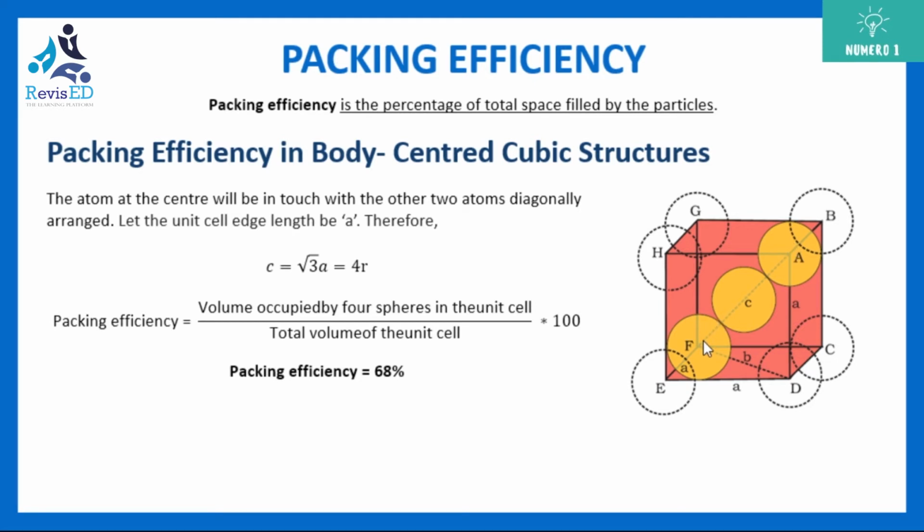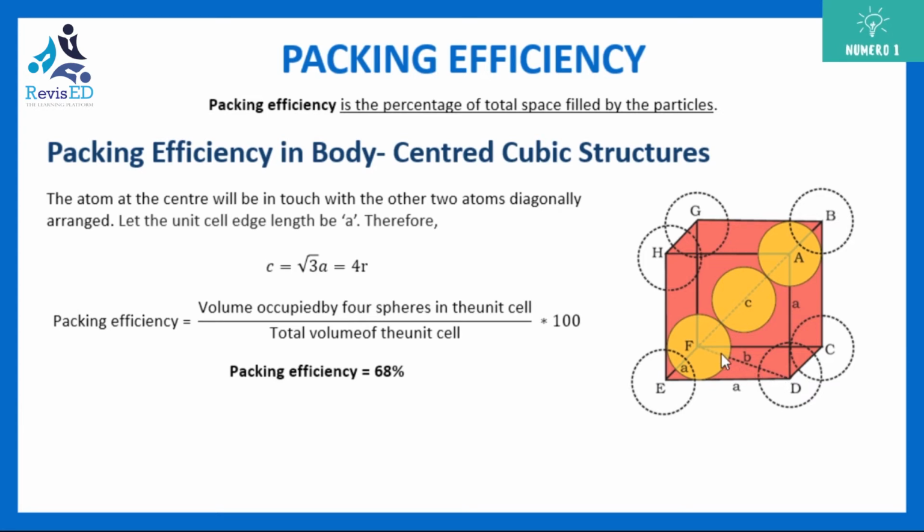So, it is actually the three-dimensional diagonal. In order to calculate the length of this diagonal, we first calculate this B here. This B is the two-dimensional diagonal. If this length is A, you apply Pythagoras theorem in triangle FED and you calculate B as root 2A.